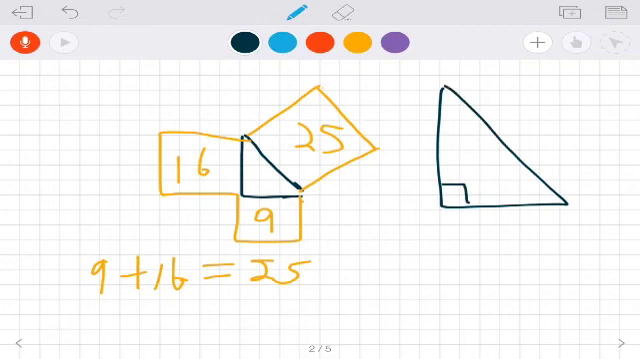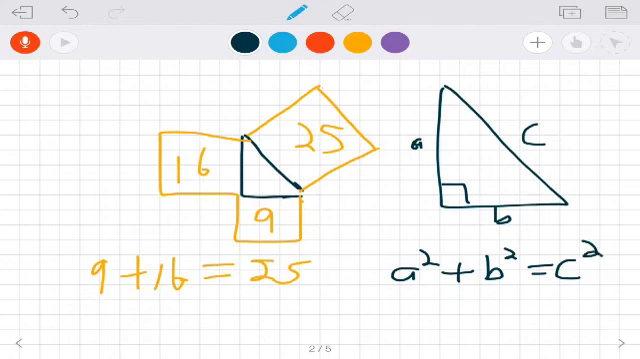Right triangle, again, only works on right triangles. We call this side A. This side is B. This side is C. And we can write this rule out as A squared, being the square we make off of the side A, plus B squared, being the square we make off of the side B, equals the square of C.